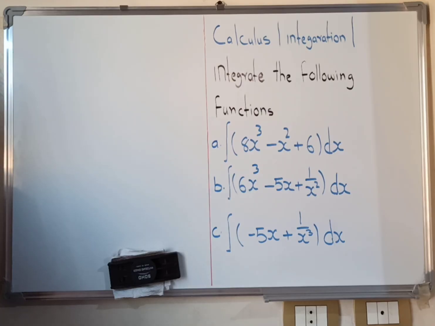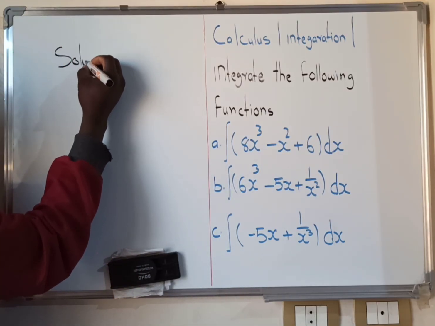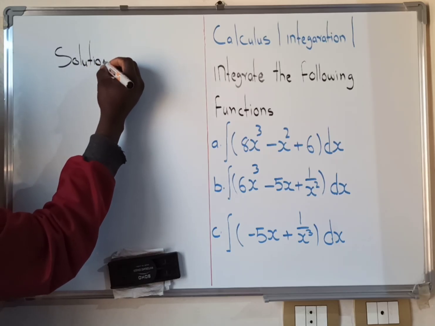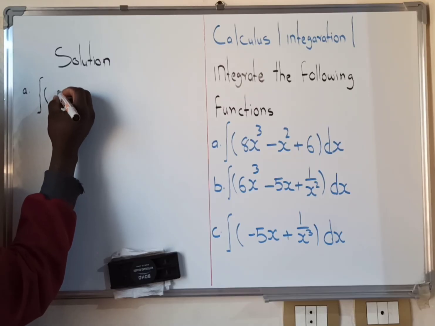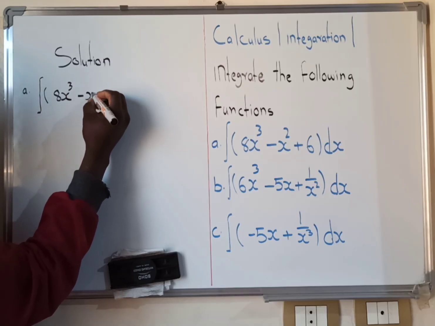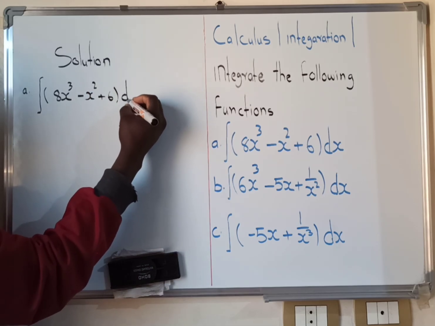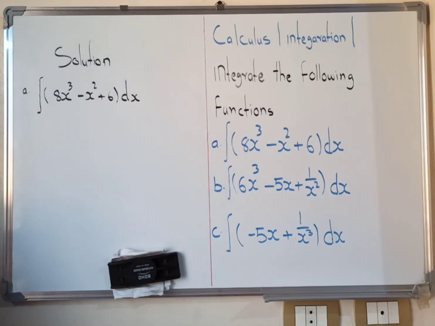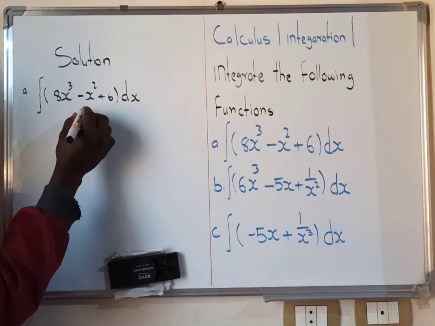But let's choose one question, which is number A. So we have the solution for that. A, integral of (8x cubed minus x squared plus 6) dx. So right now, as you can see, we have rewritten the question. But before I solve this question, I want you to know the rule of integration, or the technique that we are going to use to solve such a question.